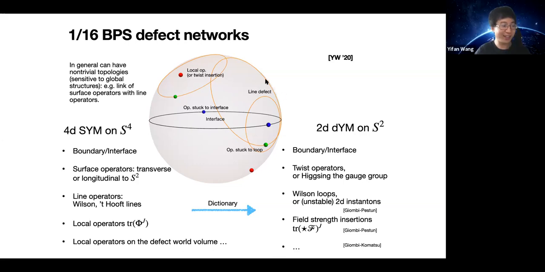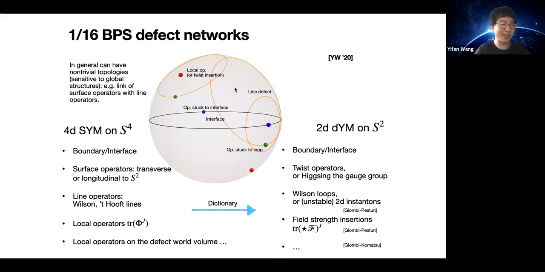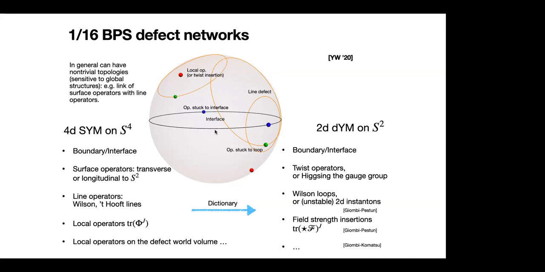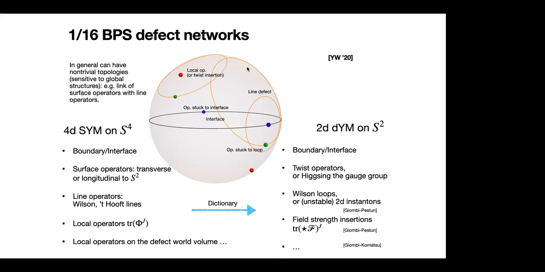It does not intersect. It links. Not intersect, link. I mean links. Let's say you had a Wilson line and a 't Hooft line.